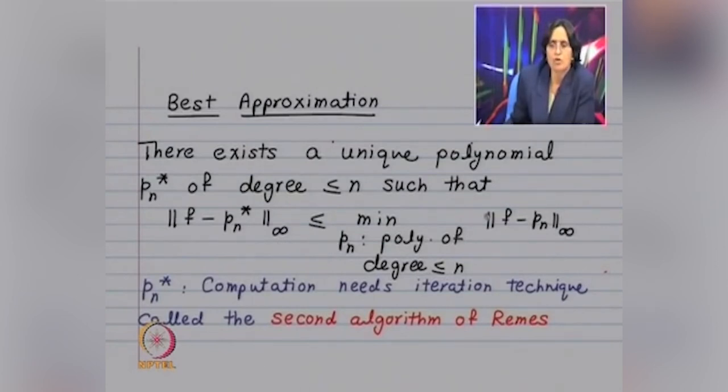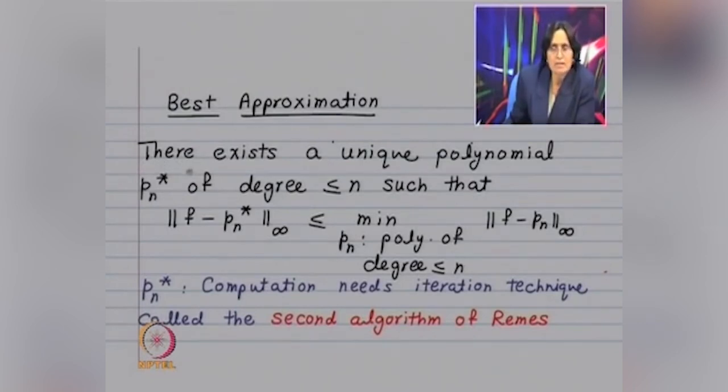Because the Bernstein polynomials converge, f minus p n star in the infinity norm will be less than or equal to the norm of f minus B n f. So, convergence is assured, but here the computation of p n star needs an iteration technique, and that is known as the second algorithm of Remes. So, the problem comes with the construction, not just that it exists.